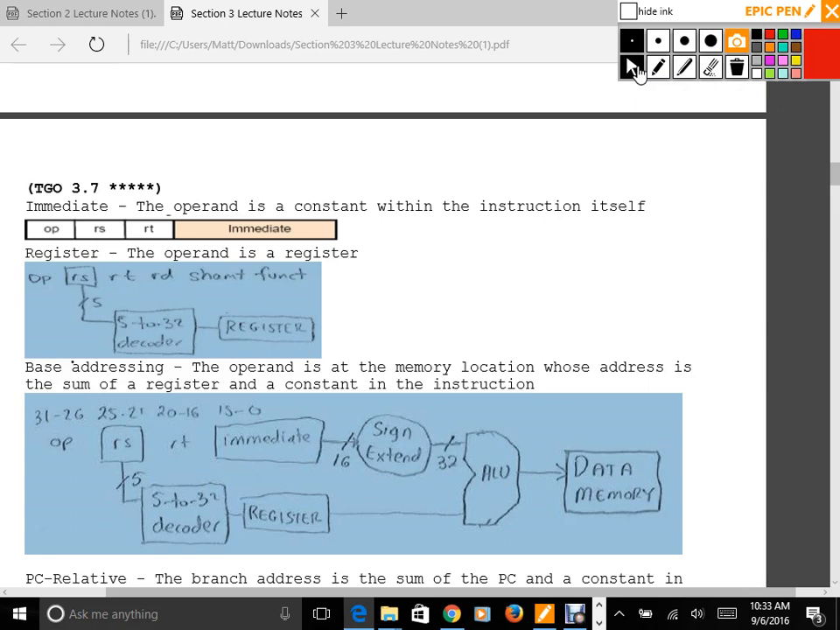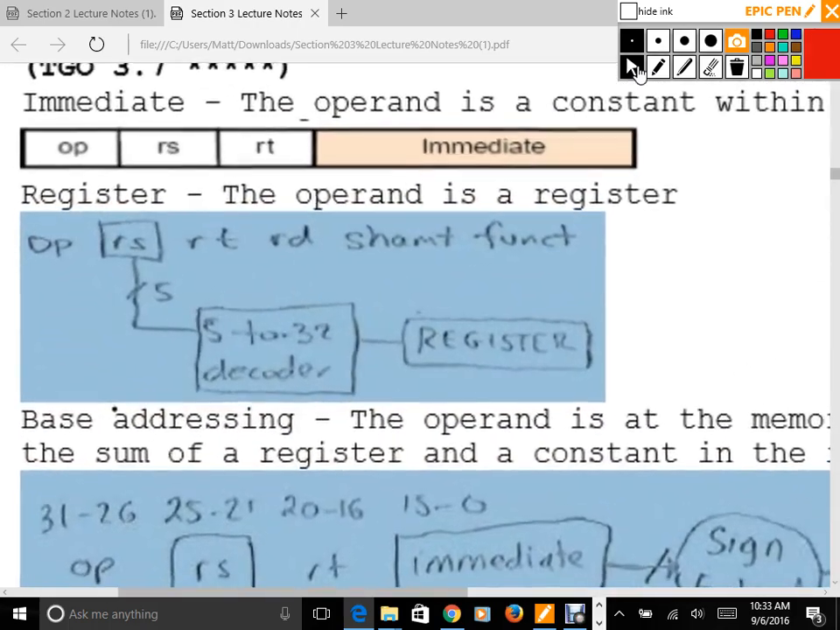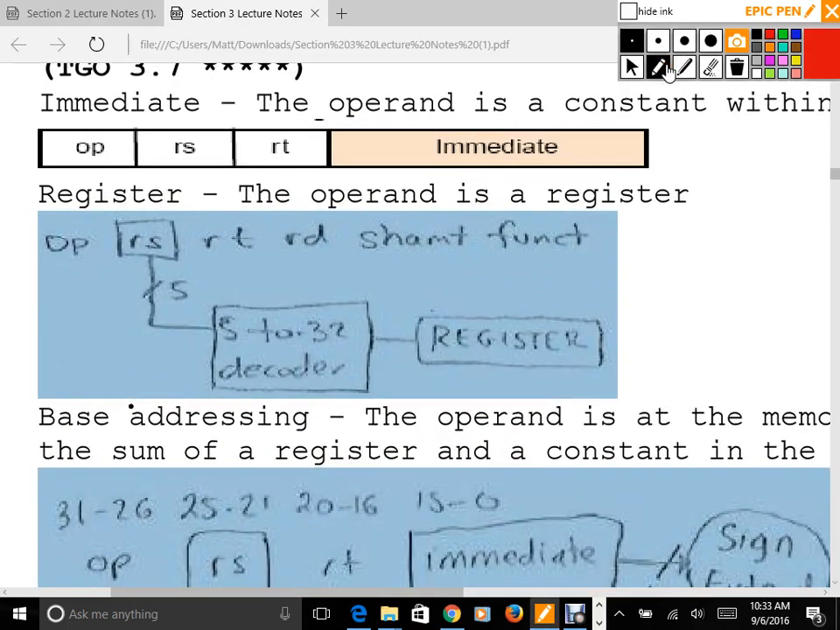The drawings are required. So register, let me zoom in on register here so you can all see what's going on. Register, the operand is a register. So you have the opcode, the register here. This is RS. So here's what I'm drawing. I have /5, indicating that it's 5 bits. Then I have, this says 5 to 32 decoder.